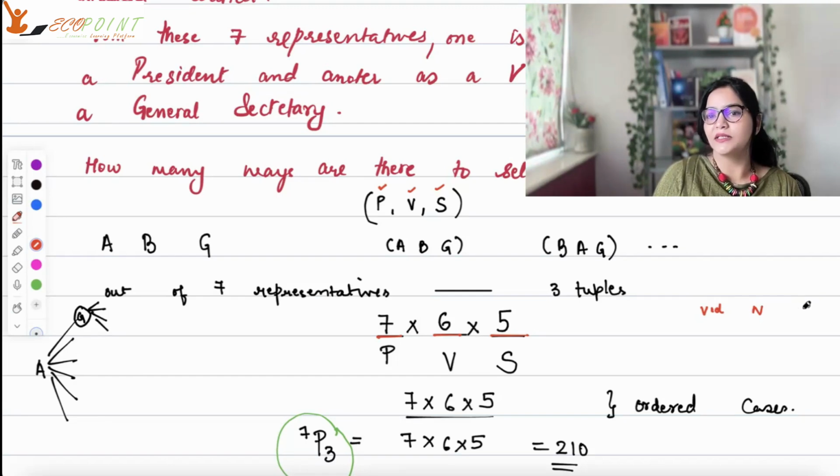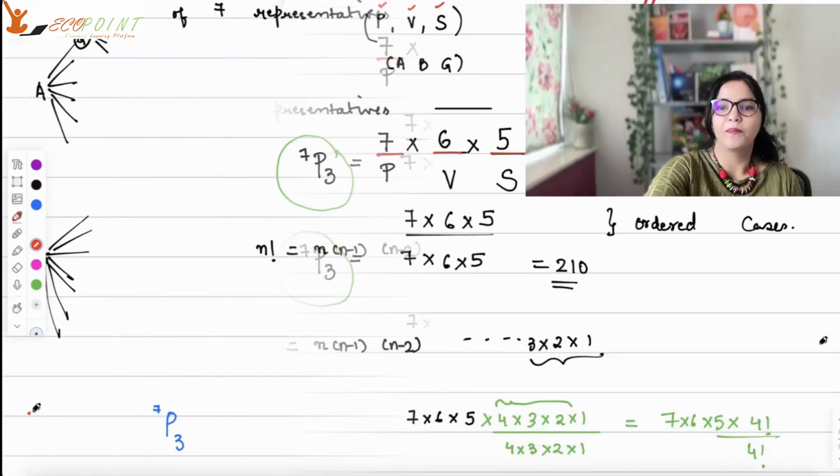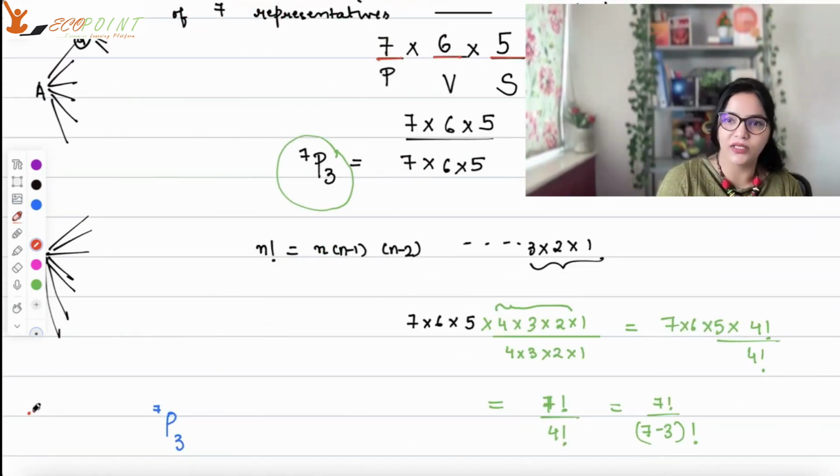Nishant is the vice president and Aditya is the secretary. And the case where Nishant is the president and I am the vice president and Aditya is a secretary, these two are 2 different cases, and so on and so forth. That is what you mean by order matters. So always remember, when you're arranging, then order matters. When you're selecting, there are 7 people, I want to select 3 people.